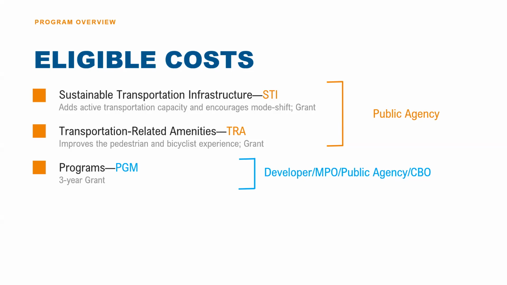Finally, programs are also eligible costs. ASIC will fund operating expenses for up to 3 years for programs, up to $500,000. In addition, ASIC requires that at least one transit pass per residential unit be provided to residents of the affordable housing development for 3 years. You can use ASIC to cover this cost. I'll give you examples of other programs in a little bit.